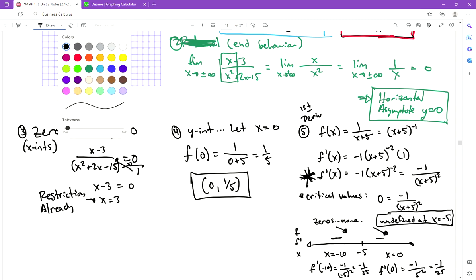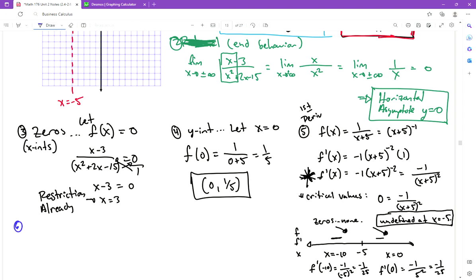Now the last thing, let's get our second derivative. Let's do that in blue over here. So the second derivative, again, using my f prime, which is already starred, I'm starring it again. Using this one, I'm going to do the chain rule again. So we have f double prime of x would be positive 2, and then x plus 5 to the negative 3. Okay, so we get that.